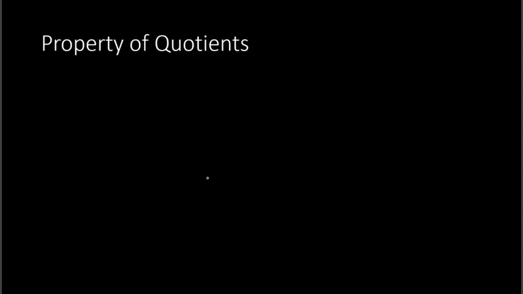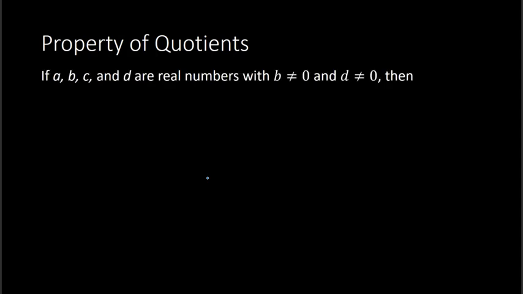In this video, you will learn how to divide monomials. Now, to divide monomials, we need to understand the property of quotients. So the property of quotients in math notation says that if a, b, c, and d are real numbers, assuming b and d are not zero, then ac over bd equals a over b times c over d.